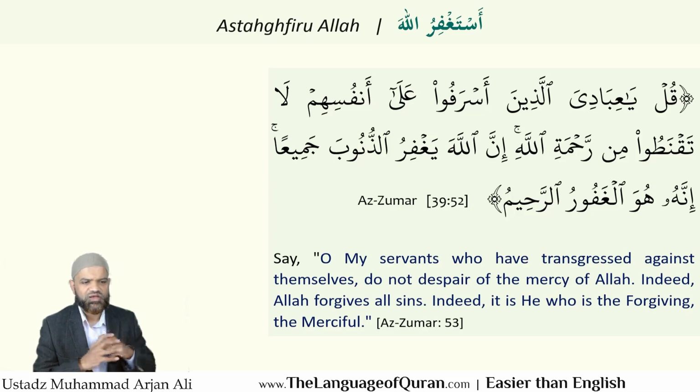But do not despair from the mercy of Allah. Do not lose hope. Wherever your condition is, turn back to Allah. Indeed, Allah forgives all sins. Here, look at the emphasis.